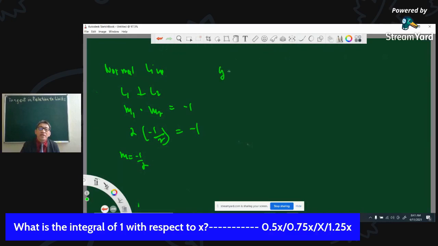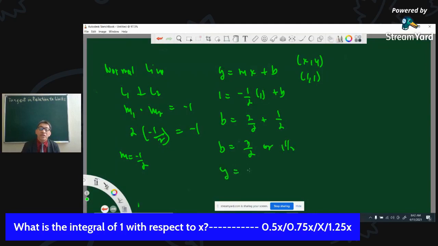So going back again to y equals mx plus b. At what point? At x, y, at 1 and 1. So therefore, your y is 1. Your slope, instead of 2, you put negative 1/2, and then that's 1, plus b. So what is b now? It becomes 2 over 2, plus 1/2. So b is equal to 3/2. So y is equal to negative 1/2 x plus 3/2. This is now the equation of the normal line.